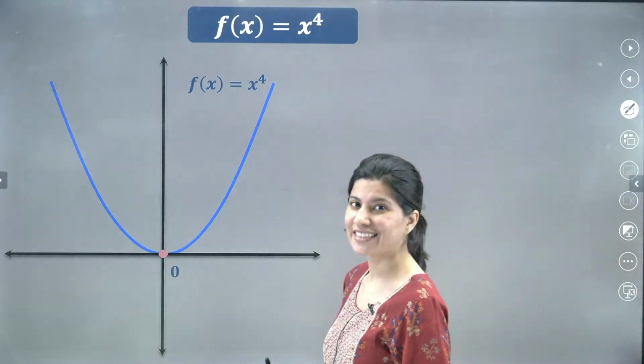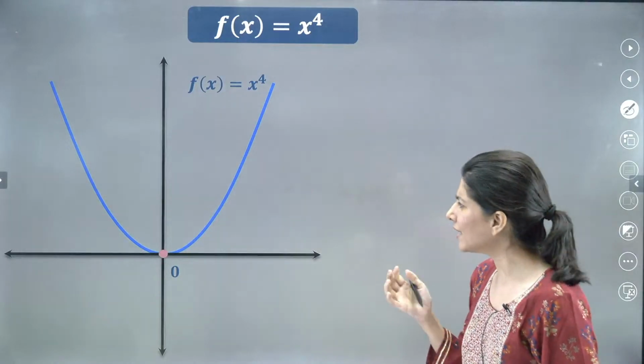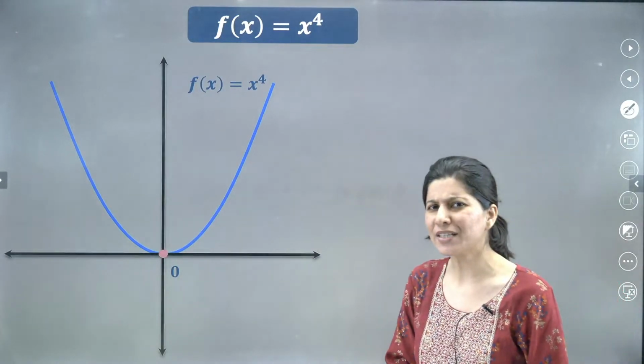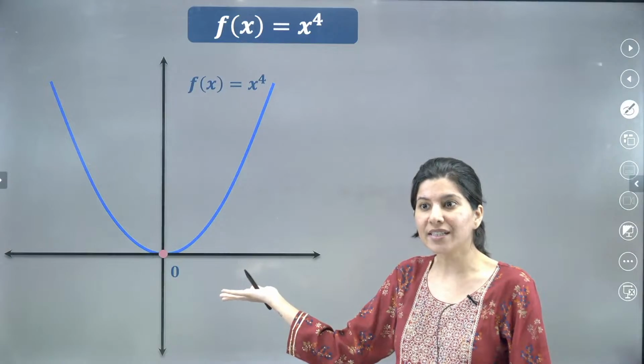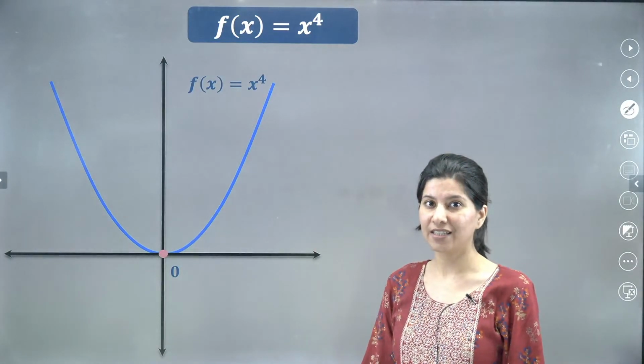Can you look at this? y equals x raised to power 4. Now can you see that, ma'am, y equals x square and y equals x raised to power 4 actually look exactly the same. What is the difference?